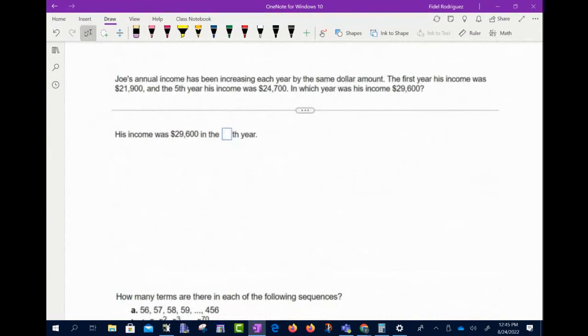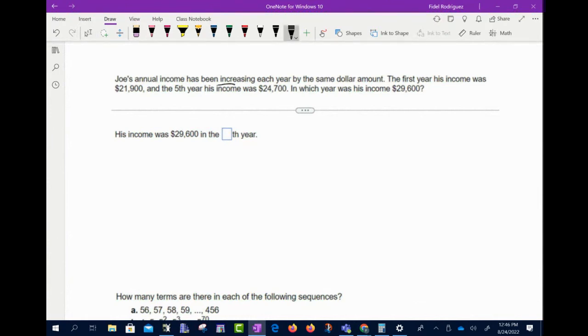And let's see. So it says, Joe's annual income has been increasing each year by the same dollar amount. The first year, his income was $21,900. And in the fifth year, his income was $24,700. And it says, in which year was his income $29,600? Okay. So we're trying to figure out how many years it's going to take for him to make $29,600, okay?